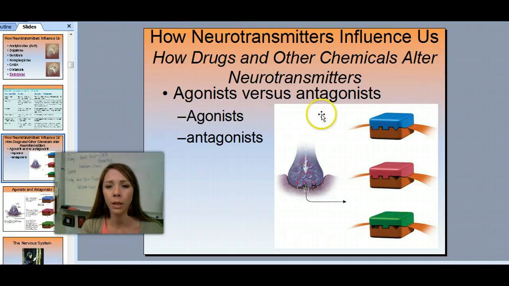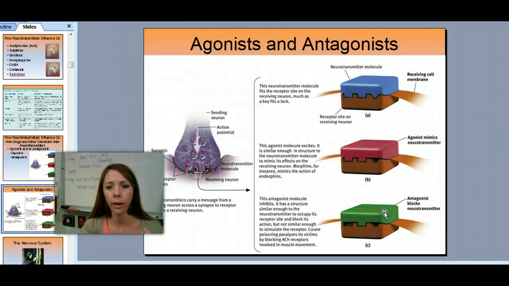Remember, there are things that can alter the place where they meet. So look at how it's kind of like a puzzle piece, right? And so my agonist and my antagonist can alter the way that neurotransmitters interact. So here is a picture of these two. A neurotransmitter molecule, this is how it's supposed to fit. This one right here, an agonist might excite it, might cause it to do the same reaction.